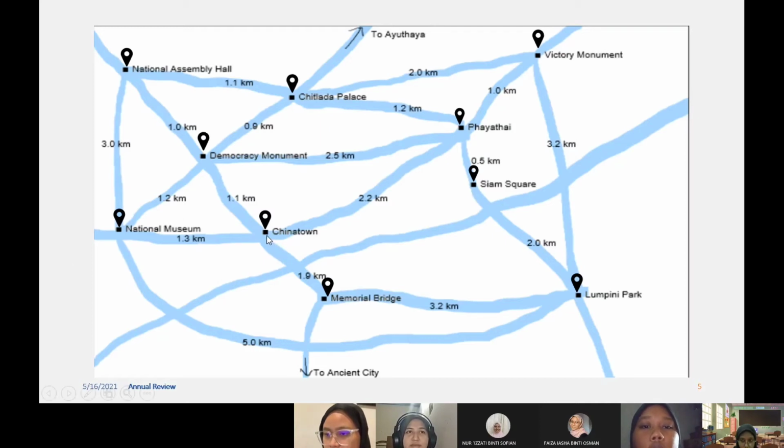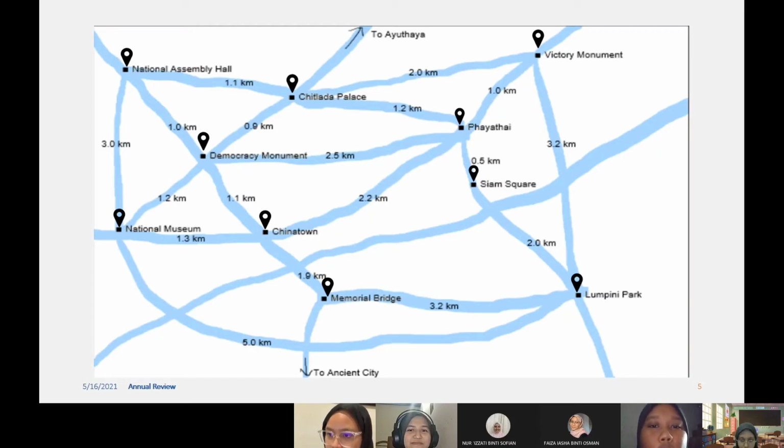After we choose Chinatown, we have four other routes, but two of them we cannot choose anymore because we have already chosen those cities before. Therefore, we cannot go back. And you know, this is a trip. You don't want to go back to your previous location. So we are left with the routes to National Museum and Memorial Bridge.